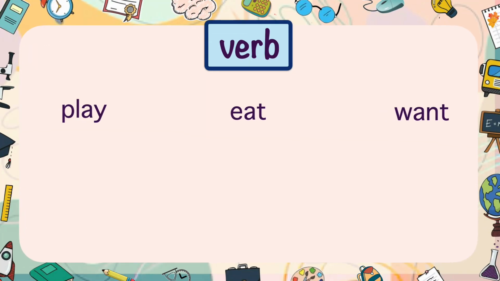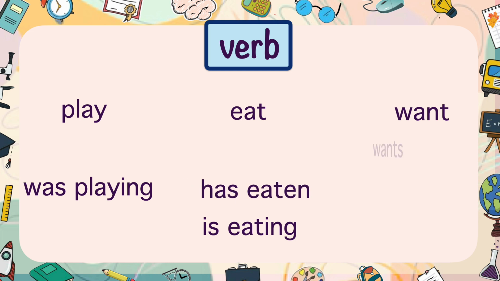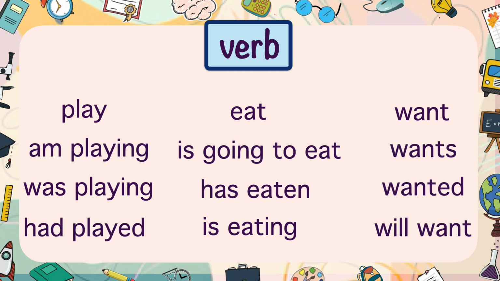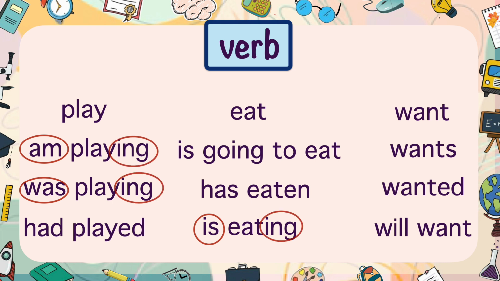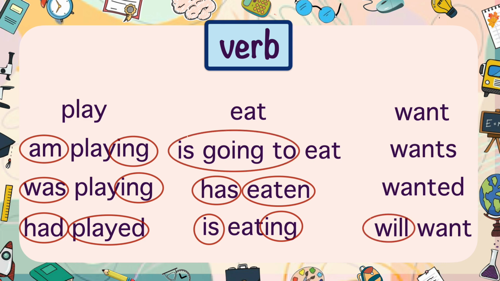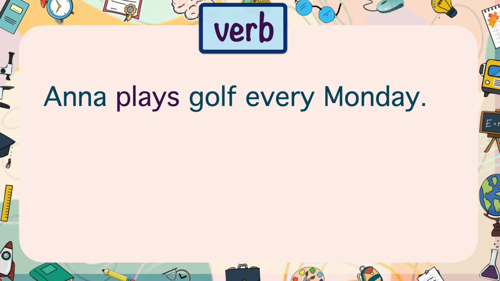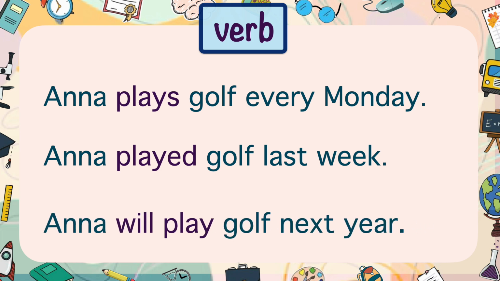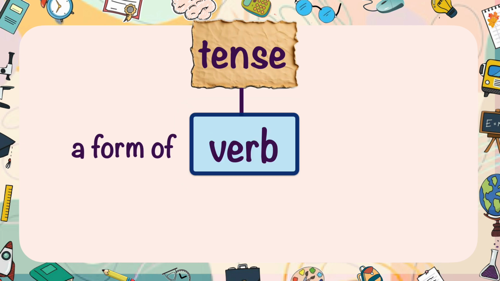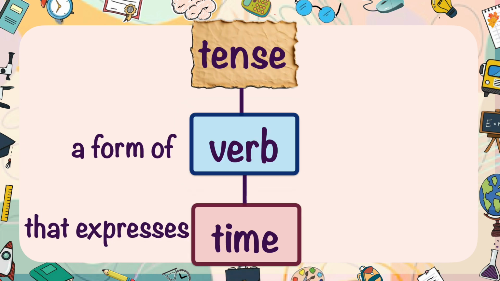When constructing sentences, or basically talking, we use all these verb forms in different combinations. We use the verb be with ing. We use has, have, had with the past participle form of the verb. We use is going to or will with the base form of the verb. Here I've used the verb play in 3 different forms, which are 3 different tenses of this verb. So tense is a form of verb that expresses time. It tells you when something happened.